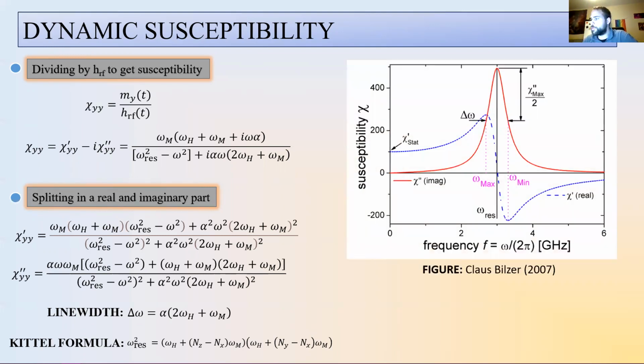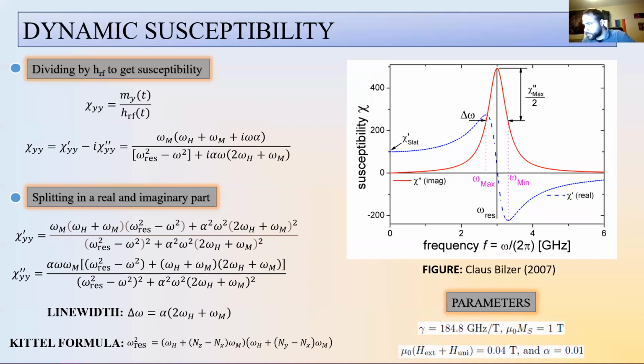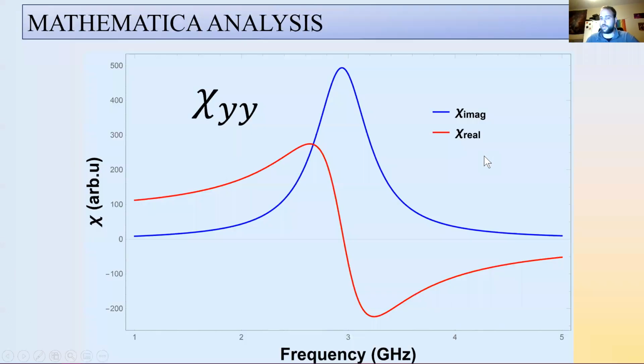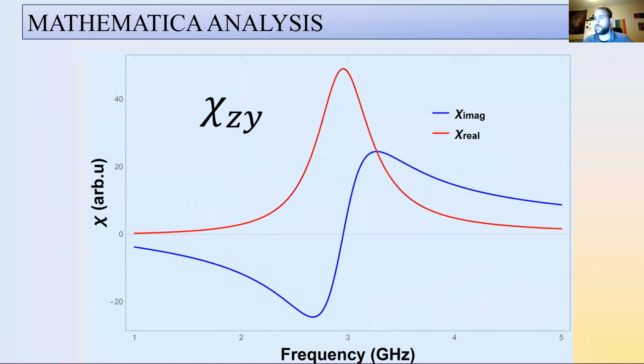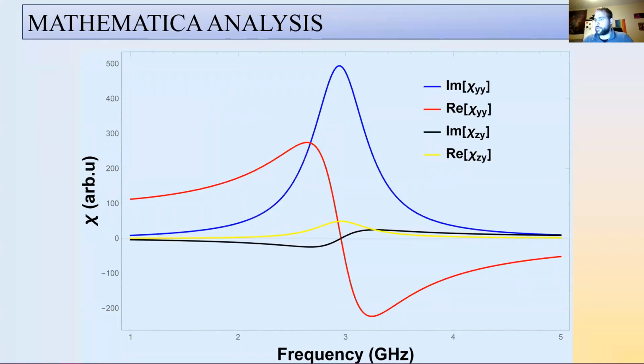Okay, so I want to show you a plotting example taken from a thesis that studies ferromagnetic resonance. They use the parameters as shown in the presentation, and I repeated all the steps using the Mathematica tool, and here are the results I have found. It is the chi YY component, plotted separately for both the imaginary and the real part, and it is the chi ZY component. They are both plotted like this.